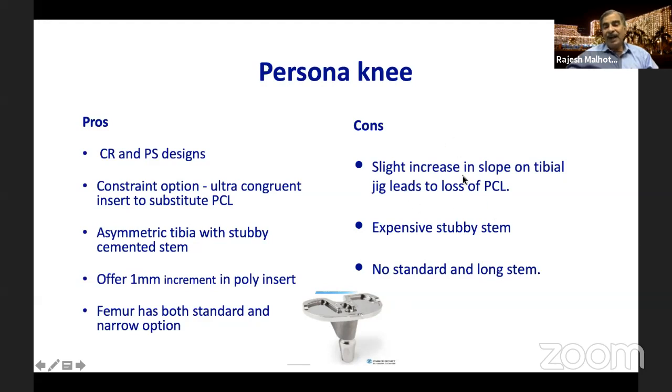The cons are that if you end up increasing the slope on the tibial jig, you can lose PCL. So you have to be very careful where you put your jig, because a slightly increased slope will make you lose your PCL. The stubby stem is very expensive, and it doesn't support a standard long stem.